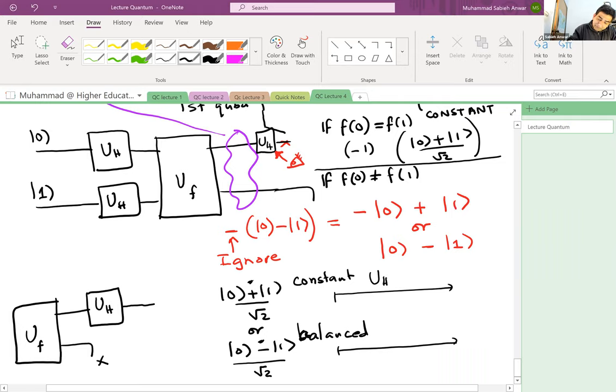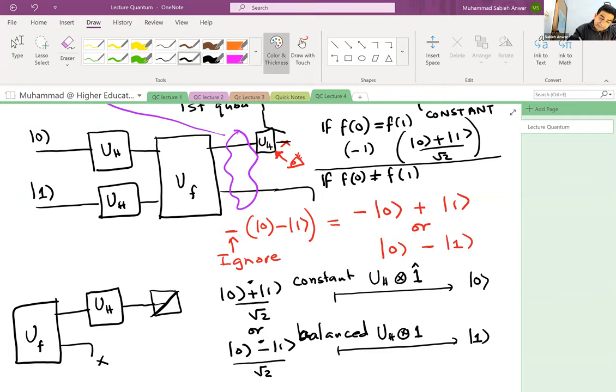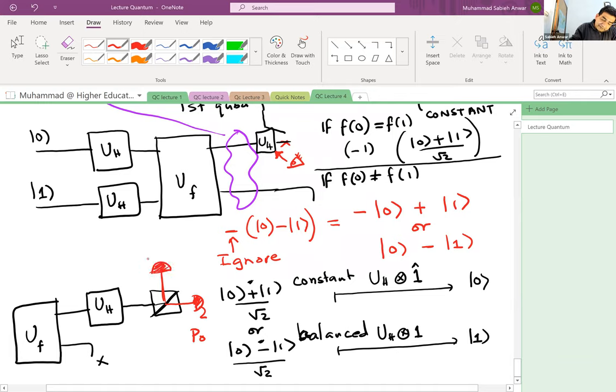So I have a Hadamard on the first qubit and I do nothing on the second qubit. So I just put a one or identity on the second qubit. What's going to happen is that 0 plus 1 is going to go to 0 or 1. And then I could have a polarizing beam splitter, or a Stern-Gerlach operator, something that can make two channels. So I have a P0 channel and a P1 channel here. If this detector always clicks, with 100% probability, then my function is constant. And if this detector clicks, then my function is balanced.